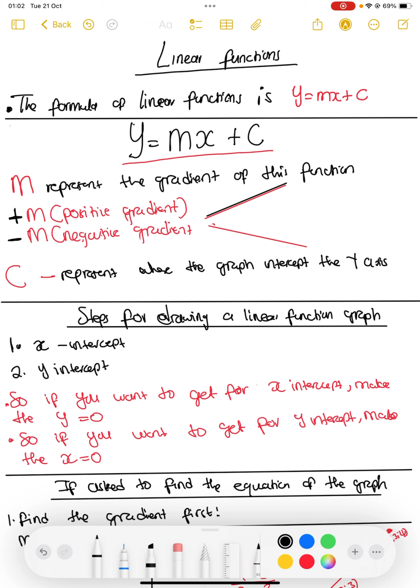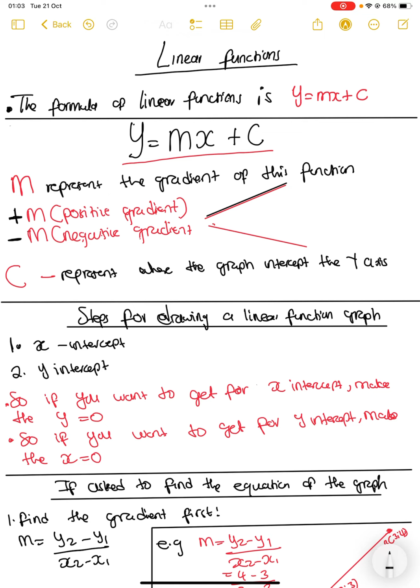Every time you are asked to draw a linear function graph, you must always find the x-intercept and the y-intercept. To get the x-intercept, you must make y equal to 0 so that you can get the x-intercept of the graph. And when asked to get the y-intercept, make x equal to 0.